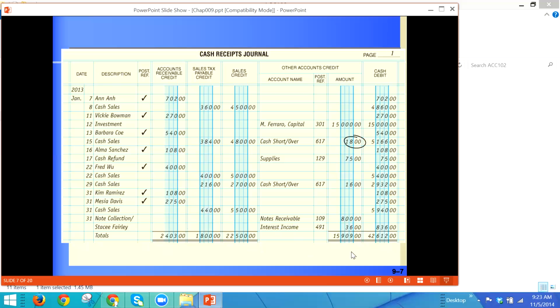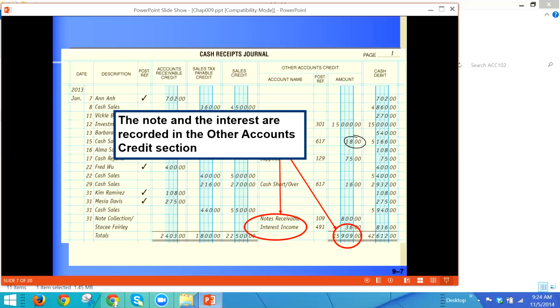So we're going to have a journalizing entry to the general ledger of debit to cash $42,612, credit accounts receivable $2,403, credit sales taxes payable $1,800, credit to sales $22,500, and a credit to M. Ferraro Capital $15,000, a credit to cash over short $18, a credit to supplies $75, and a credit to cash over short of $16. So this is just a note that the notes and interest are recorded in the other accounts credit section.